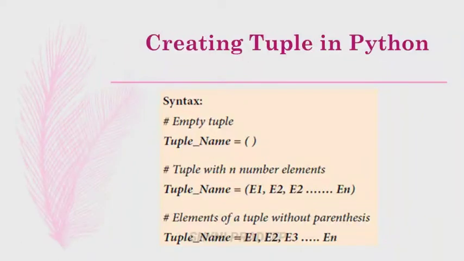Let's see the syntax of creating tuples in Python. Tuple name is equal to parentheses. Here no elements are given, so this is the empty tuple. See the next syntax: tuple name is equal to E1, E2, E3, up to En. Here n number of elements is present in this tuple, enclosed within parentheses. See next, tuple name is equal to E1, E2, E3, En. Here parentheses are not given. So you can declare the tuple with or without parentheses.